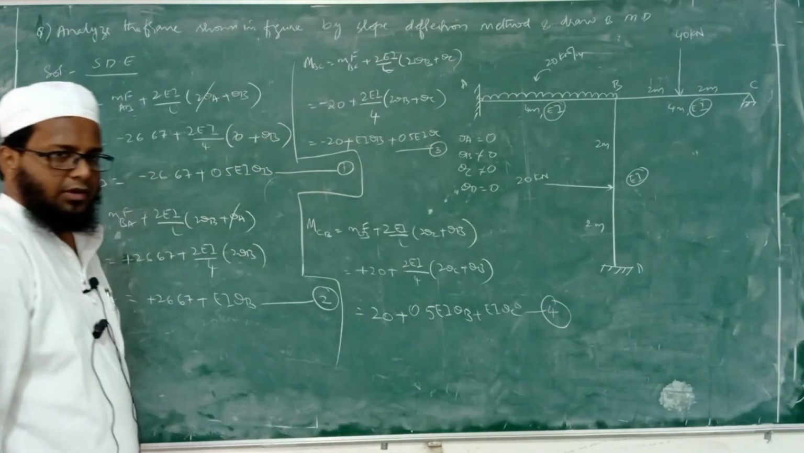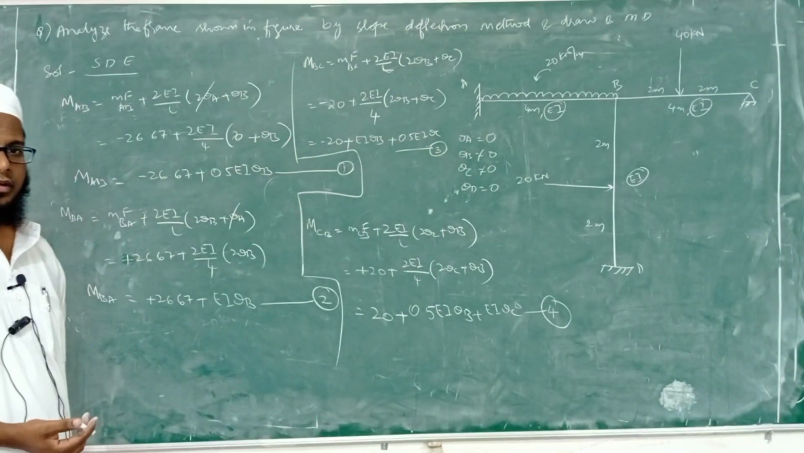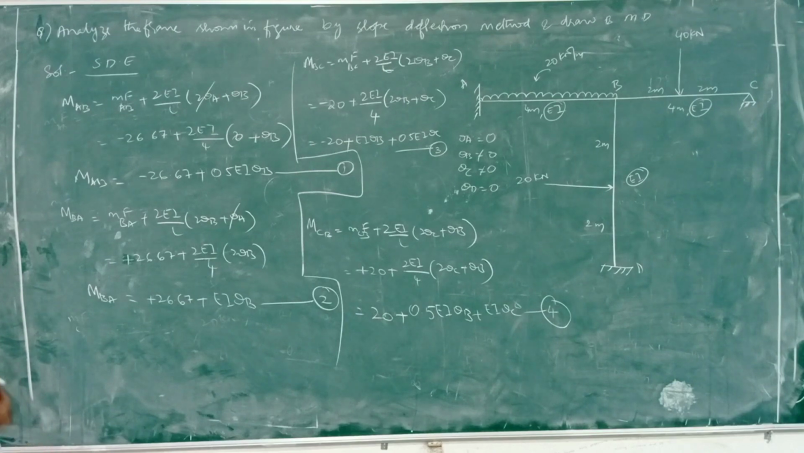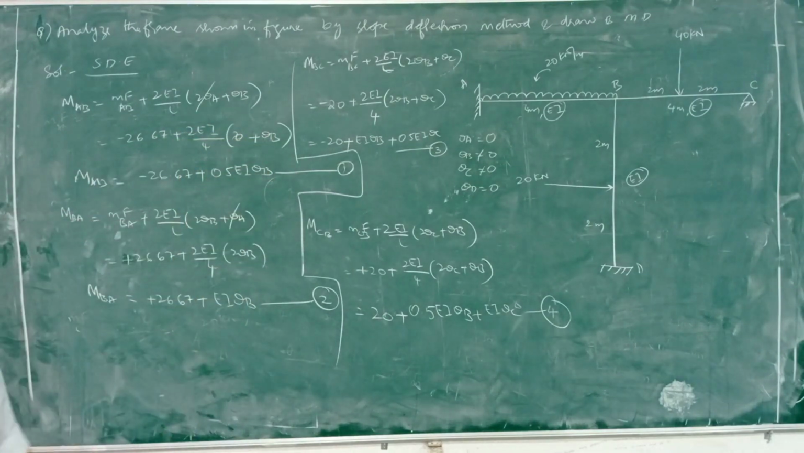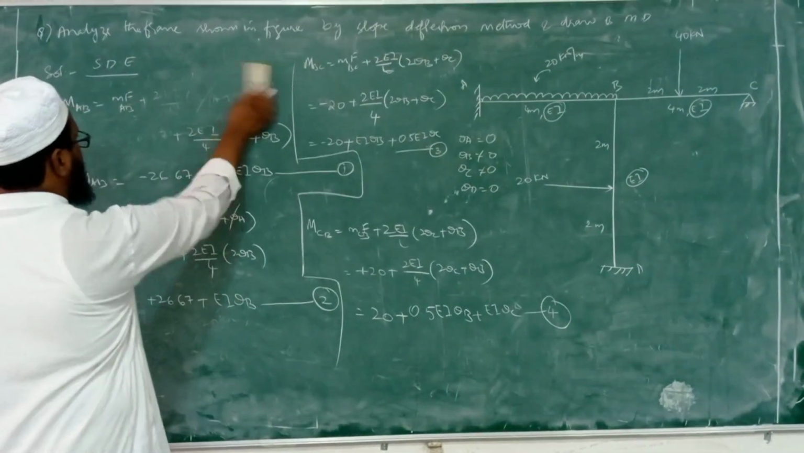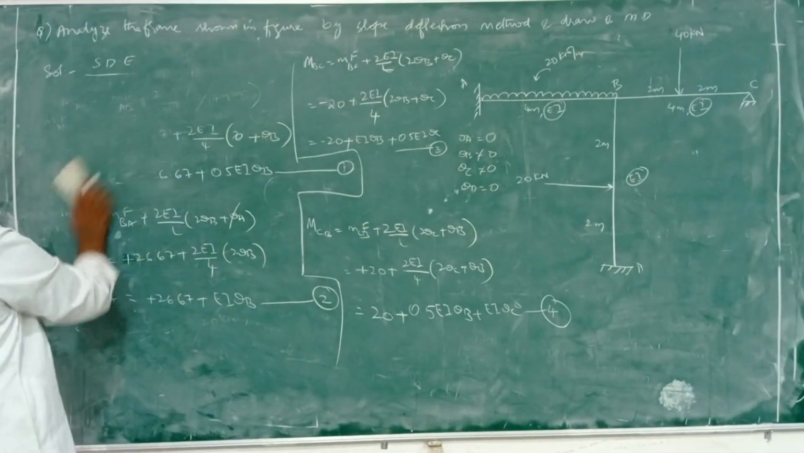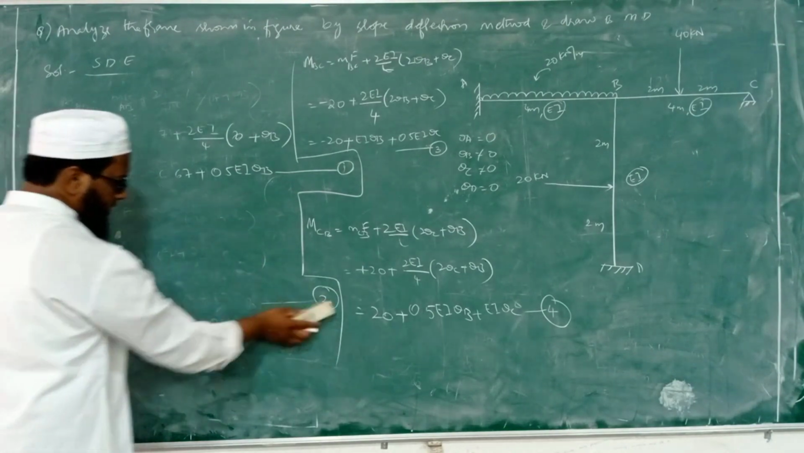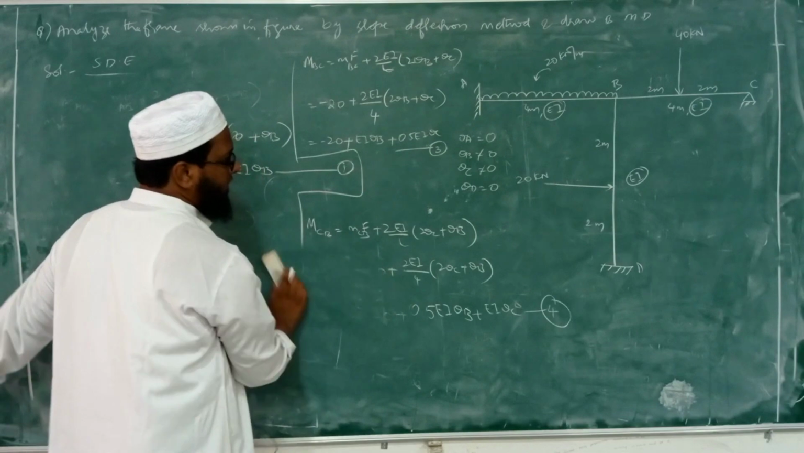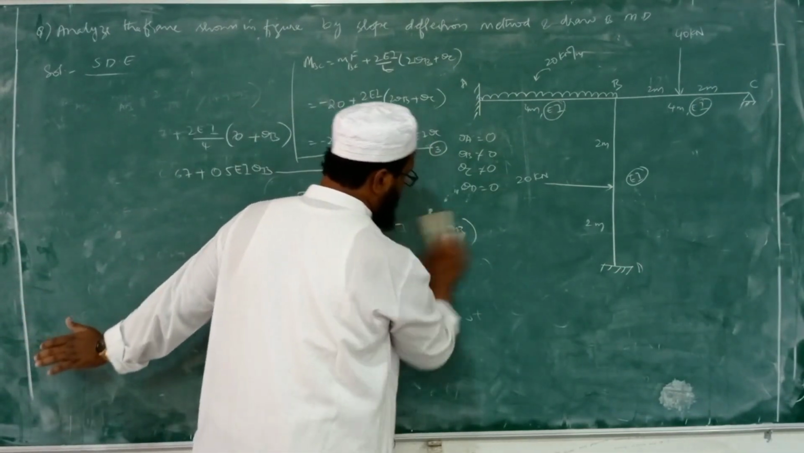4. Alright. Now after this one we will go for equation number 5 and 6, wherein we will be having MBD and MDB. Okay. We will go for another slope deflection equation, that is we have MDB and MBD, right?